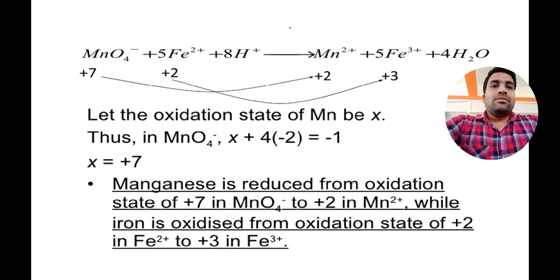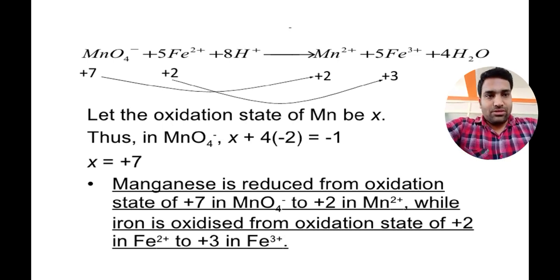If you see, Fe is having plus 2 and Mn is having 2 plus, and Fe is having 3 plus as the oxidation state in this balanced chemical reaction. So here manganese is reduced from oxidation state of plus 7 in MnO4 minus to plus 2 in Mn2 plus, while iron is oxidized from oxidation state of plus 2 in Fe2 plus to plus 3 in Fe3 plus. So that means here both oxidation and reduction take place.